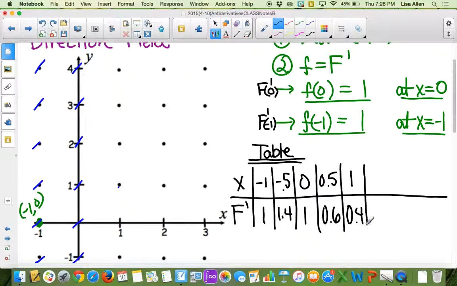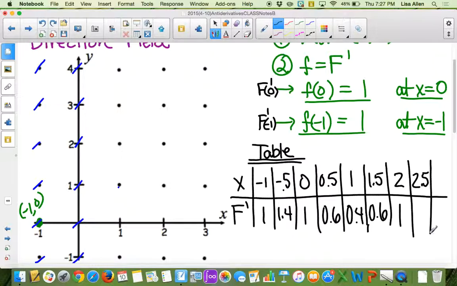So they're pretty close, and they're going to look very similar when we draw little tangent segments. And then at 1.5, the slope is 0.6. At 2, the slope is 1 again. At 2.5, the slope is 1.6, getting steeper. And the last one, at 3, is 2.3. Let me straighten out my work here. Can you just erase those little scragglers?